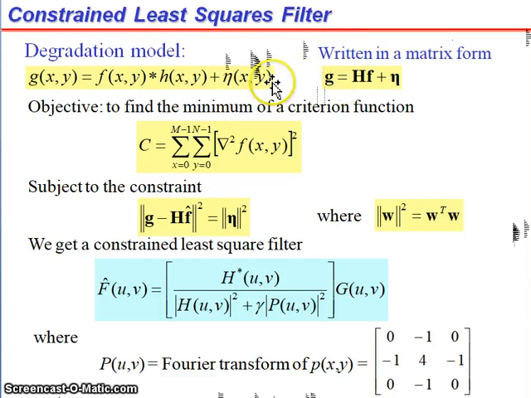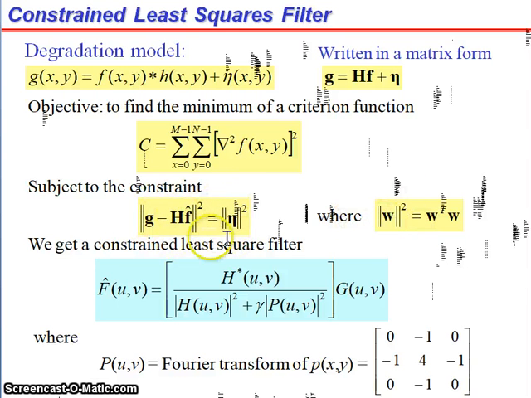Now coming to the third one, what is the constrained least squares filter? Here we develop one constraint. What is that? If you write the degradation model equation in matrix form, G is nothing but H into F plus N. So G minus HF should be equal to noise. G minus HF mod square is nothing but mod N whole square. This mod is represented like this: mod W whole square is W transpose W, right? Based on this, this is the constraint here.